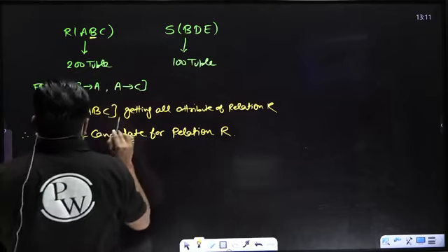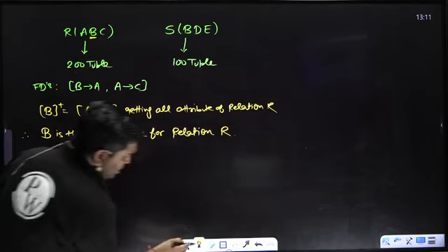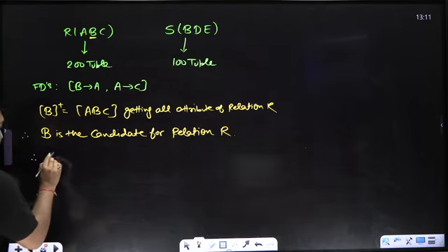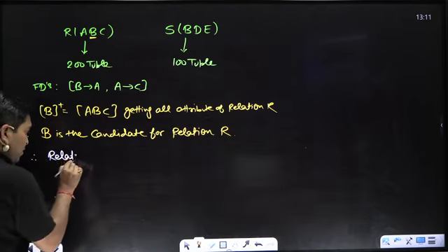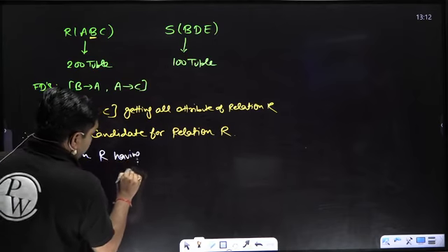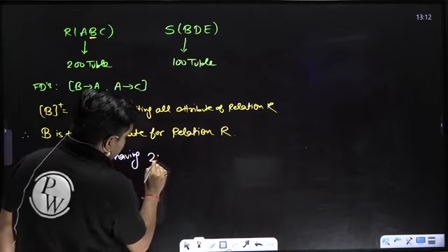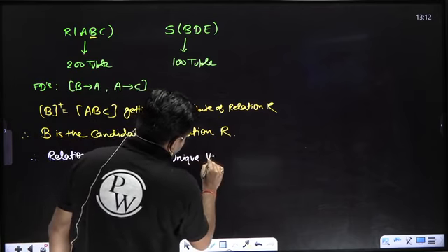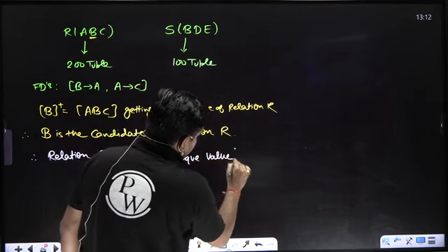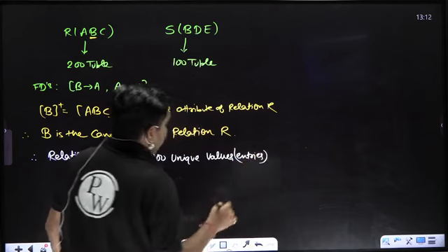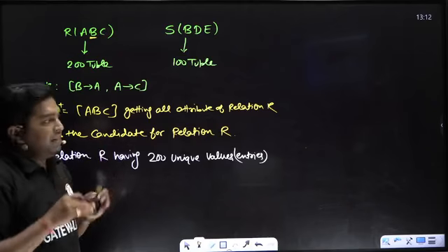Clear? So what is the conclusion here? Since B is the key, relation R has 200 unique entries, and S has 100 entries.